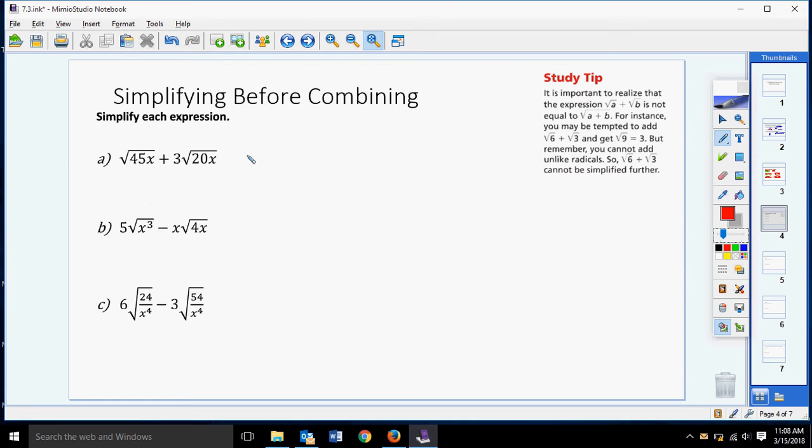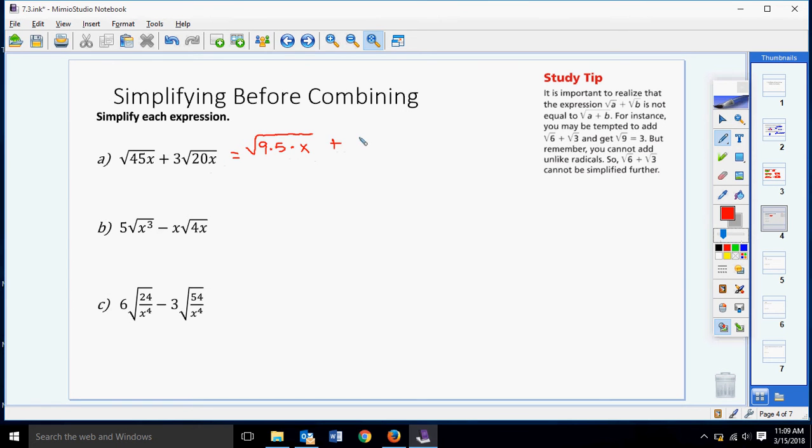Well, let's break down the square root of 45x. It's a square root, so I'm looking for perfect squares in this product. Two things that multiply to 45, one of which is a perfect square, would be 9 times 5. 9 times 5 is 45, and this is helpful because I can take the square root of 9. And then, of course, it's 45x, so we have to take it times x.